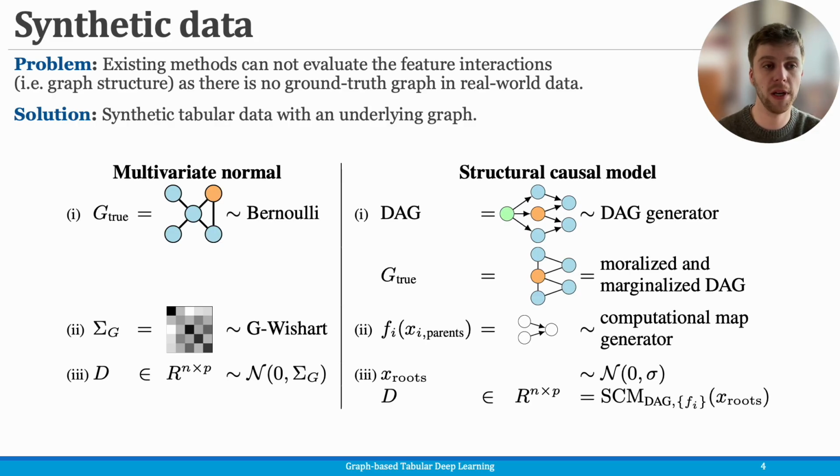The first one is based on multivariate normal, where the underlying graph is sampled from a Bernoulli distribution. And the second one is using a structural causal model, where the graph structure is coming from a DAG, similar to what is being done in tabular foundation models. For both types of data generation methods, we on purpose use relatively simple graphs with relatively simple feature interactions.